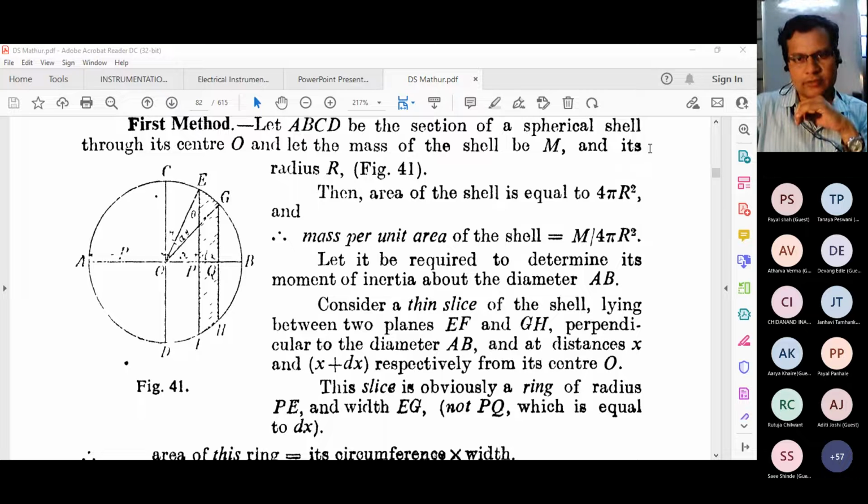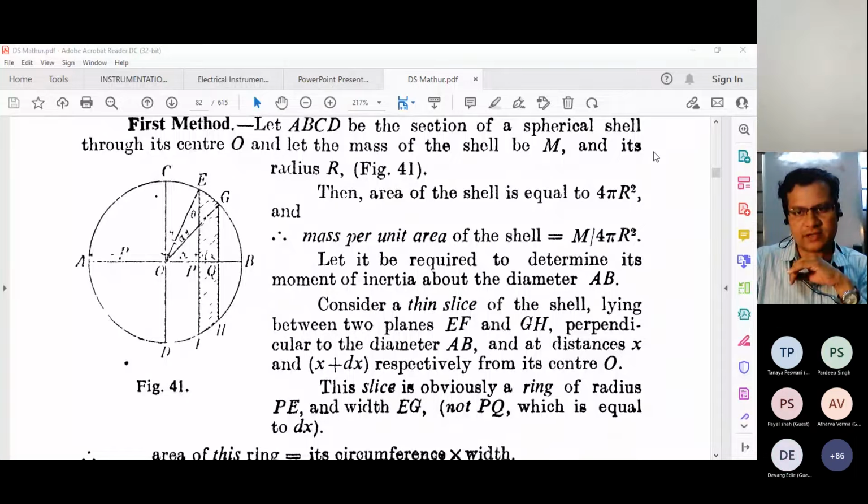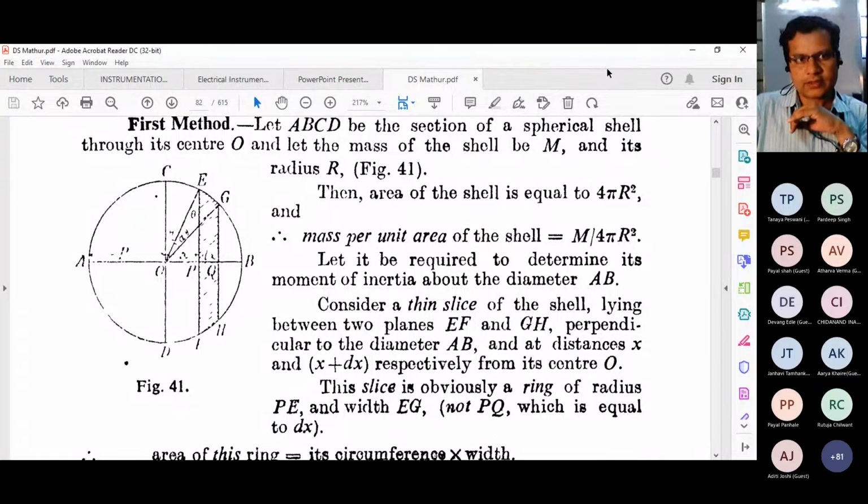So we have covered mostly all the symmetrical bodies, including flywheel and derivation. We just want to complete the remaining ones, I think: spherical shell, solid sphere, and thick spherical shell. So I will check these one by one. Hope you will get it.